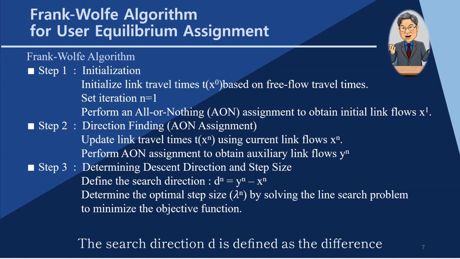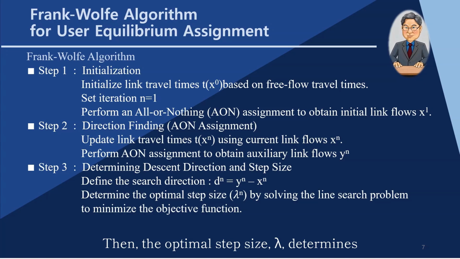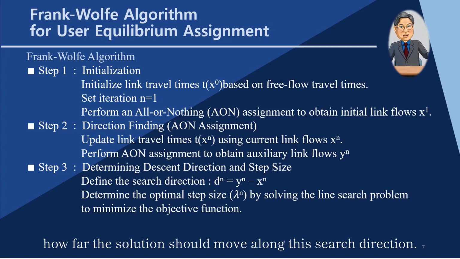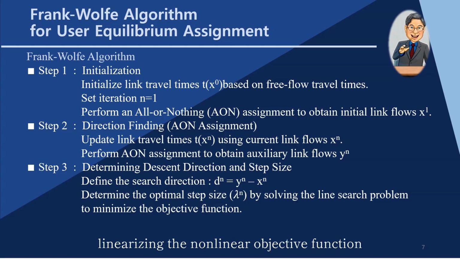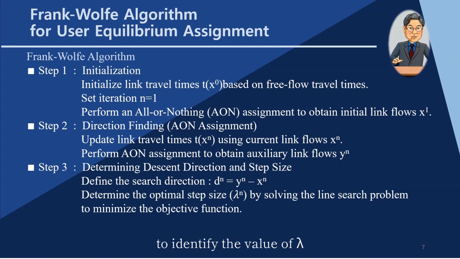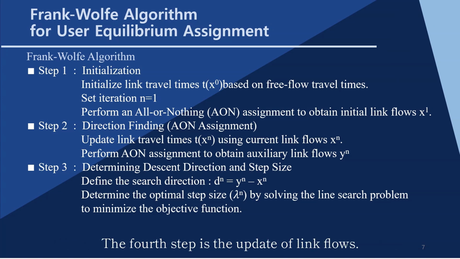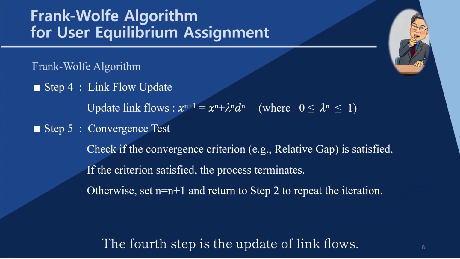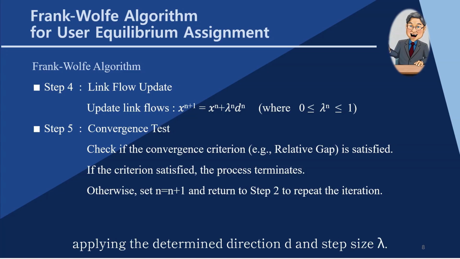The third step is determining the descent direction and step size. The search direction, d, is defined as the difference between the auxiliary flow y and the current flow x. Then the optimal step size, lambda, determines how far the solution should move along this direction. Mathematically, this process involves linearizing the nonlinear objective function and performing a one-dimensional line search to identify the value of lambda that minimizes the objective function along that direction. The fourth step is the update of link flows. A new link flow vector x is calculated by applying the determined direction d and step size lambda.